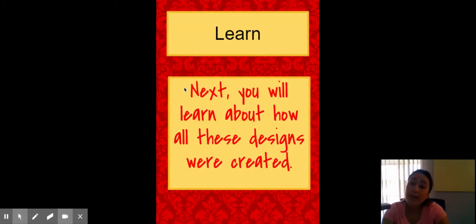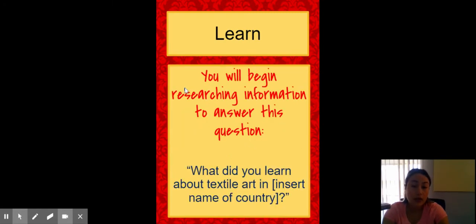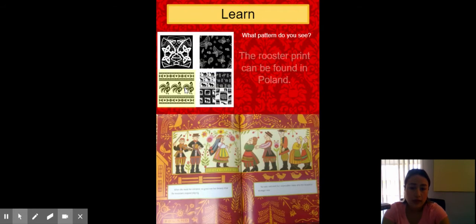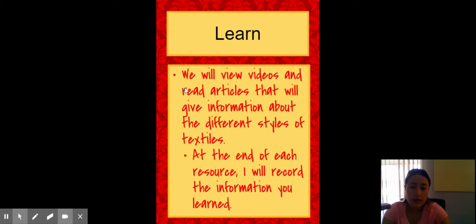Now you will learn about how all these designs were created, okay? So we're gonna begin researching information to answer this question. What did you learn about textile art? Textile art, I'm gonna go back quickly. This art, okay? What did you learn about this art? And we will view videos and read articles. Actually, we're gonna view videos that will give information about the different styles of textiles.